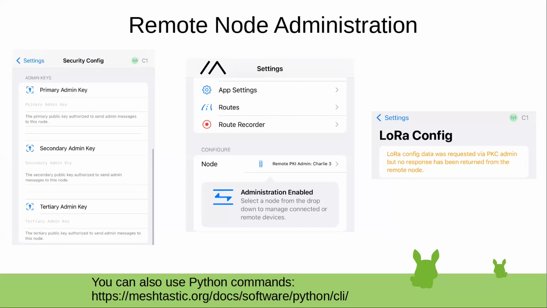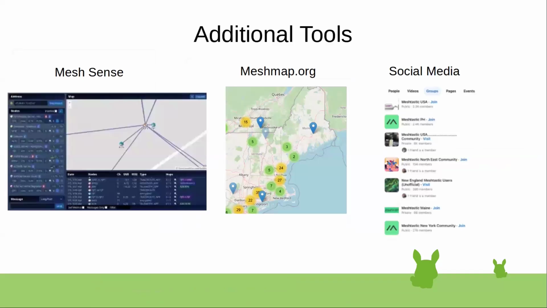But that's not helpful. If I can touch it with my hands, I don't need to manage it over the mesh. Additional tools. These are some things we found really helpful in deploying these. MeshSense is a Windows and a Linux and I think a Mac application. You connect it to a node and it's doing everything the client is doing, and it's going to show you all the traffic that's happening on the mesh in that moment.